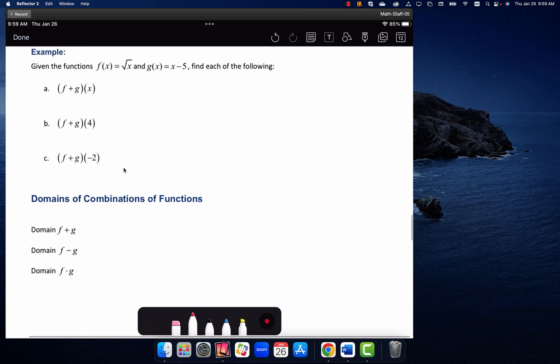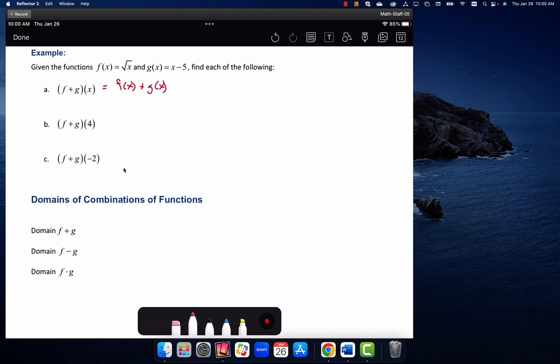For example, if f is the square root of x and g is x minus 5, find each of the following. F plus g of x. We can rewrite that as f of x plus g of x. And then f is the square root of x, g is x minus 5. There's nothing to combine there. Those are not any like terms. So we have it. This is f plus g of x.